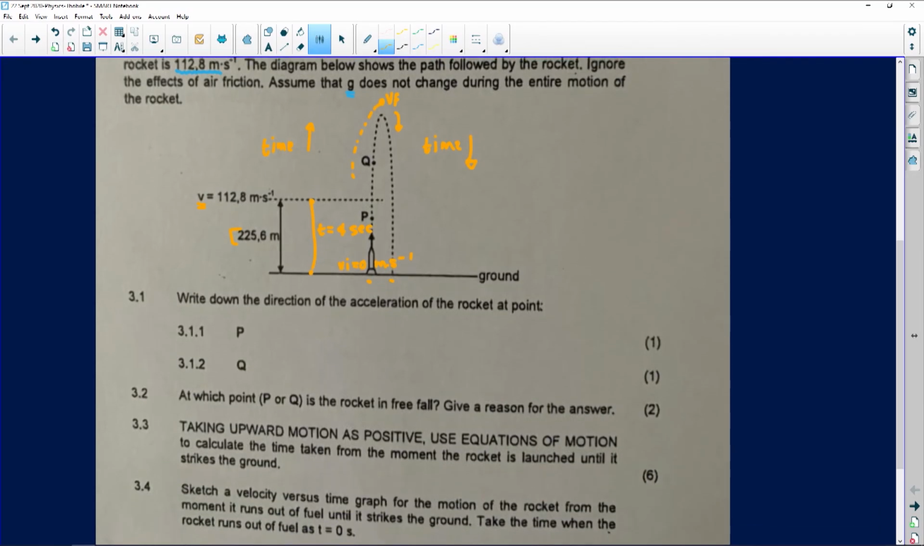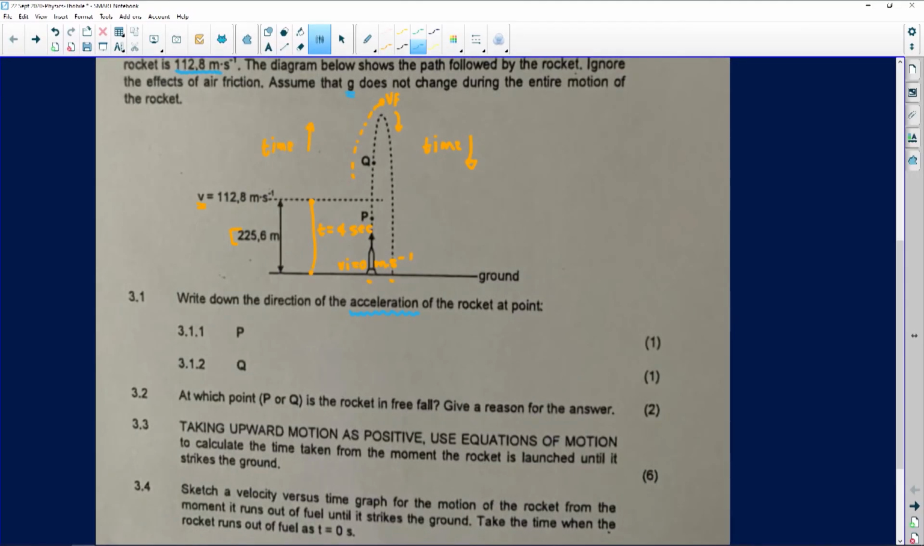So let's look at our first question and see what it has. Number 3.1 says we must write down the direction of the acceleration of the rocket at this point. It's very crucial to understand the terminologies that we are going to be using. We have a normal term called acceleration, but we also have gravitational acceleration, which is Fg, an object's mass and gravitational acceleration, bringing it down. In this case, do not be confused between acceleration and gravitational acceleration. Here they just want the direction of the acceleration of the rocket at point P. Remember, at point P, the object was actually still going up.